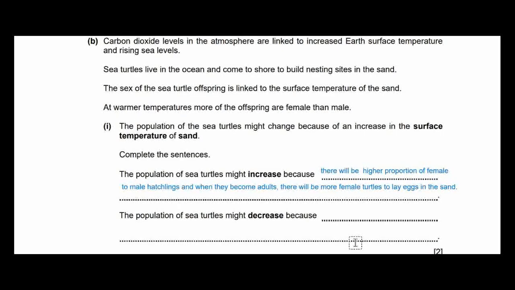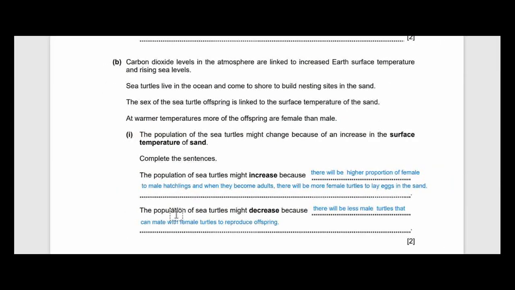10, 9, 8, 7, 6, 5, 4, 3, 2, 1. So let's open up the answer. The answer for the second one is there will be fewer male turtles that can mate with female turtles to reproduce offspring. So that might be the factor that caused the population to decrease.